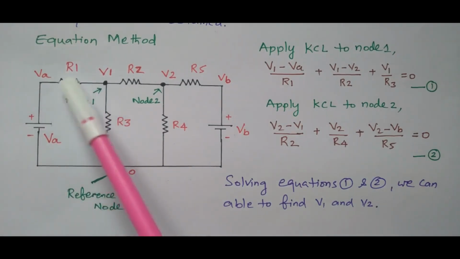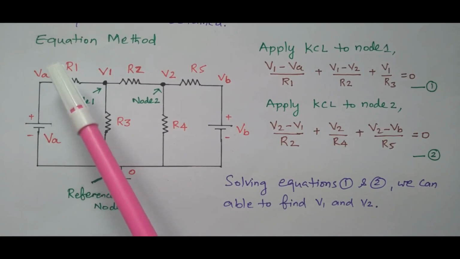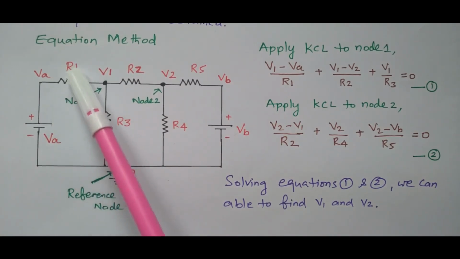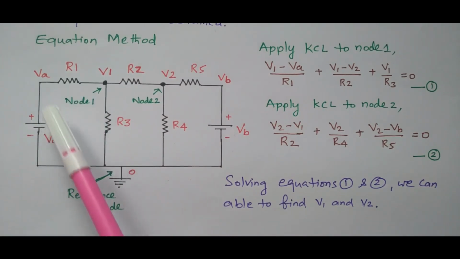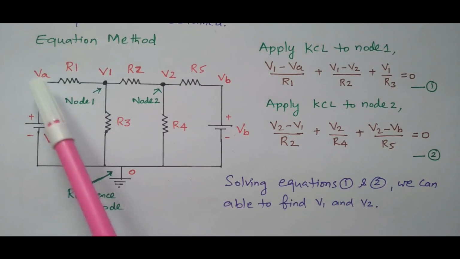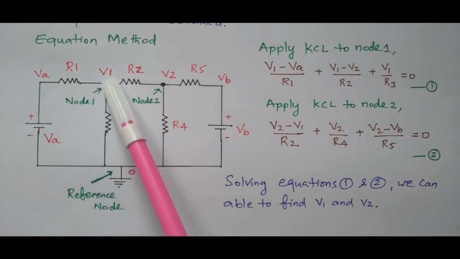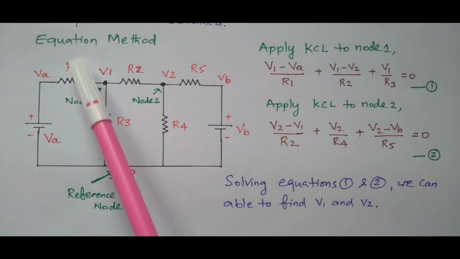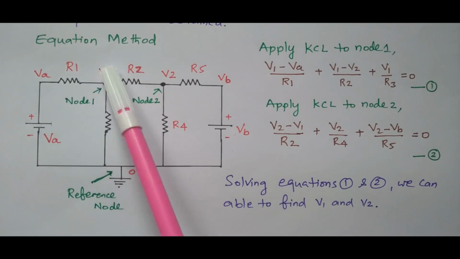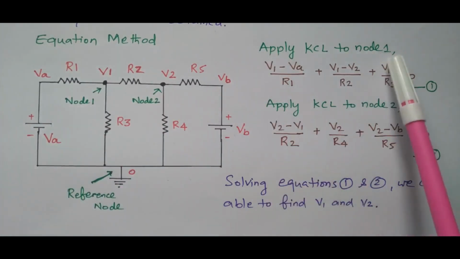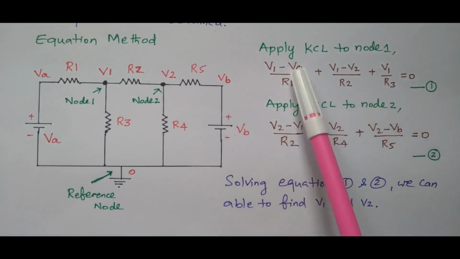How will you find the current in this branch? Current I equals V by R. R is available; R is R1. What is V here? This R1 is connected between these two points. At this point the voltage is V1, and at this point the voltage is VA, the supply voltage. So the voltage across R1 is the difference between V1 and VA. We consider node 1, so it is V1 minus VA.